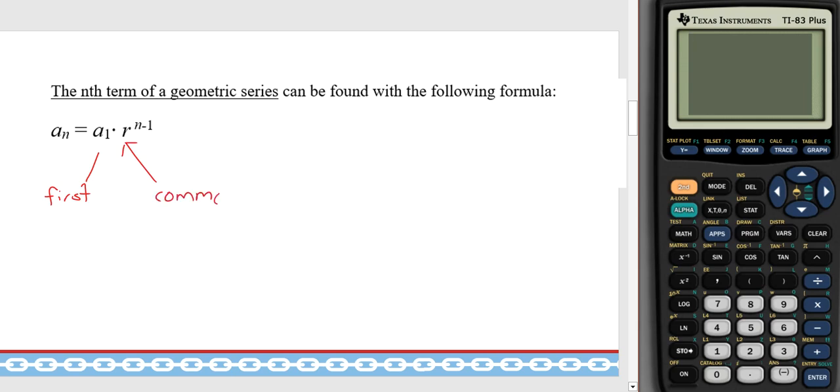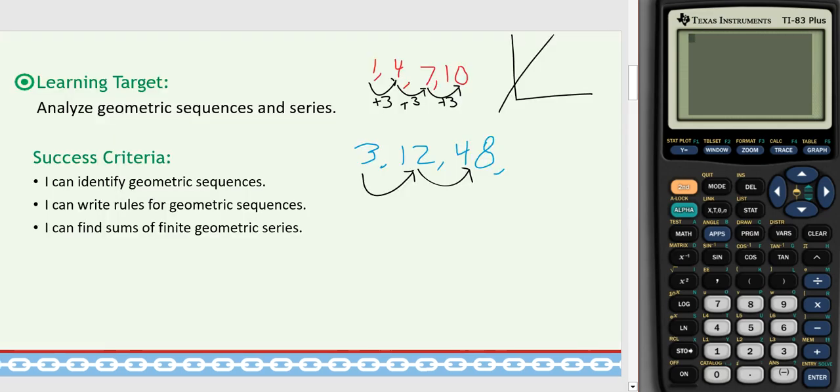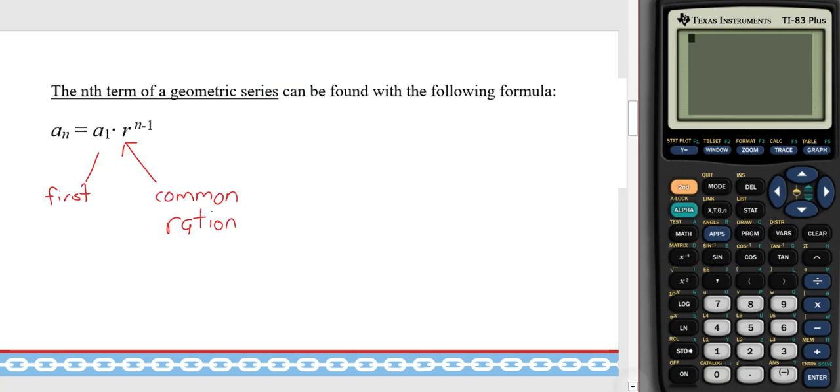So looking back at that previous example, we had 3, 12, 48. We had a common ratio of 4. We would multiply by 4 to get from term to term, right? Times 4, times 4, times 4. Next term would be 48 times 4. That's our common ratio.